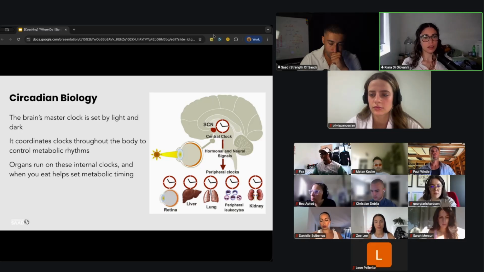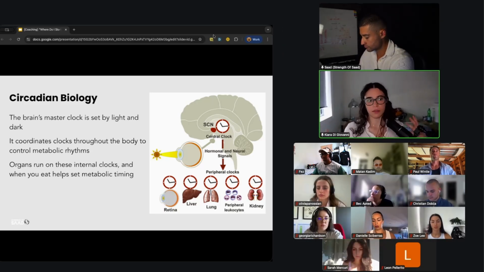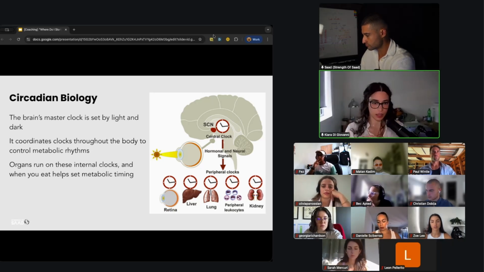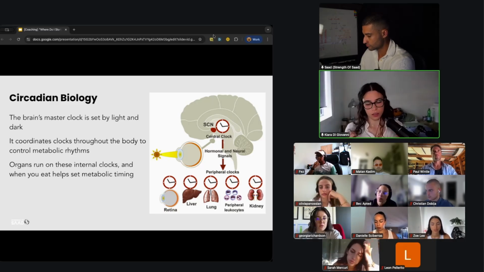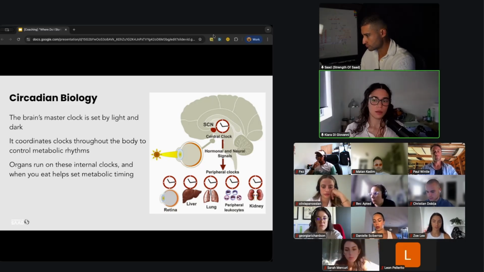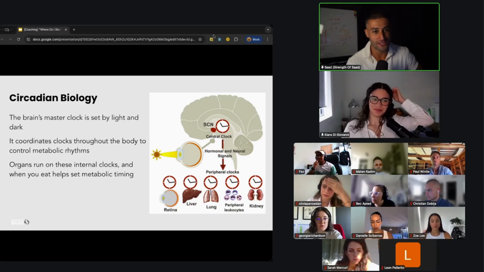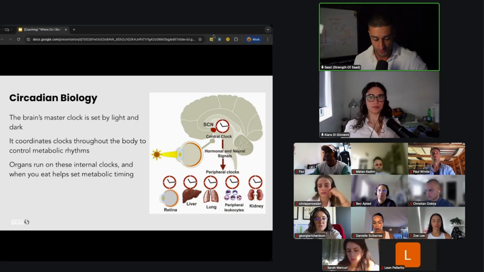And then what this does is it coordinates the clocks throughout your body in the different organs, because all of our organs run on this circadian rhythm. And this helps to set the timing of certain hormones and compounds being secreted. I'm a big fan of the suprachiasmatic nucleus. I'm a big SCN guy. If you want to know more, look up a guy called Dr. Satchin Panda. Him and Rhonda Patrick have done some great podcasts on sleep and light biology.